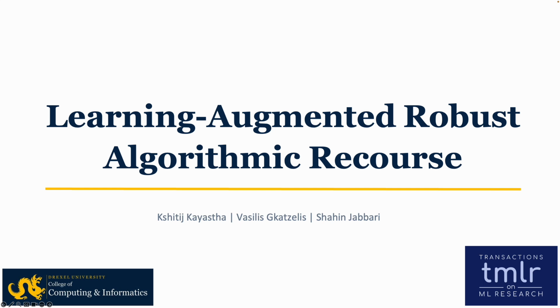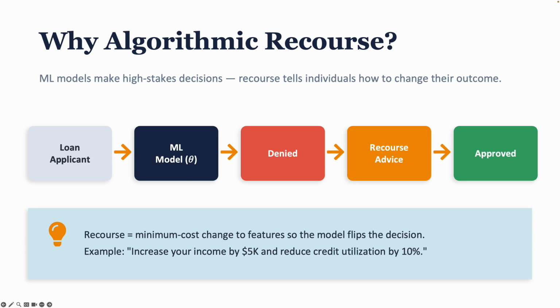Our paper, Learning Augmented Robust Algorithmic Recourse, published in Transactions on Machine Learning Research, tackles the question of how to provide individuals with reliable, cost-effective recommendations for changing their outcomes from machine learning systems, even when those systems change over time. Let's start with the motivation.